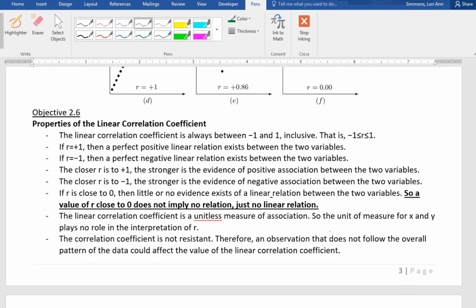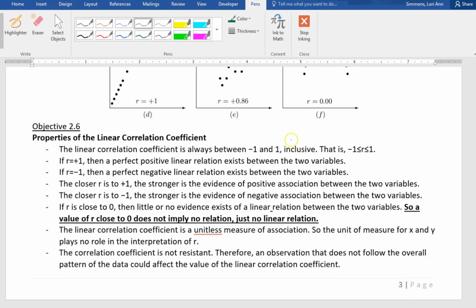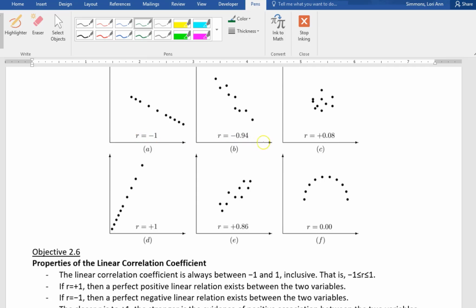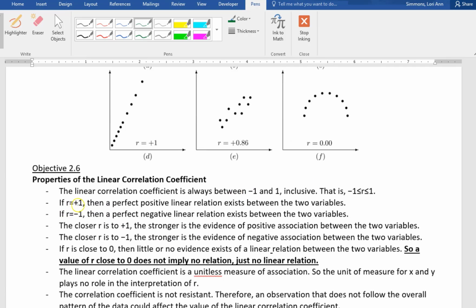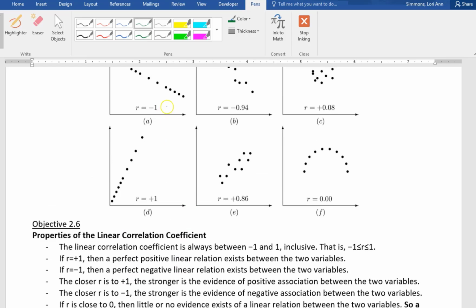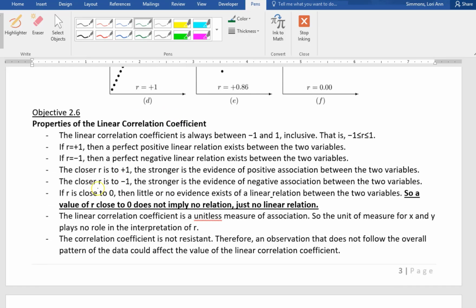Here are the properties of linear correlation coefficients. So the linear correlation coefficient, r, is always between -1 and 1. Okay, so you can see here, the r's are always between -1 and 1. If r equals +1, then a perfect positive linear relation exists. If r equals -1, then a perfect negative linear relation exists. The closer r is to +1, the stronger is the evidence of positive association between the two variables. And then the closer r is to -1, the stronger the evidence of negative association between the two variables.